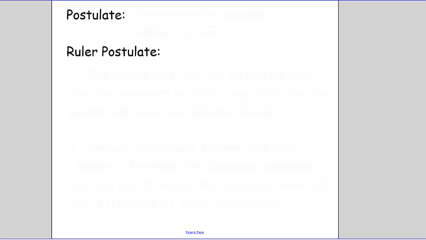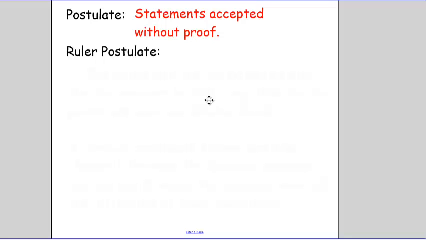Okay, now we have some postulates. A postulate, this is a definition, is a statement that is accepted without proof. Now, geometry is based on proving different theorems. Now, a theorem is a statement that has been proven, and we're going to get to those later on, but a postulate is accepted without any proof. And we have our first postulate, and it's a little bit of a wordy one.